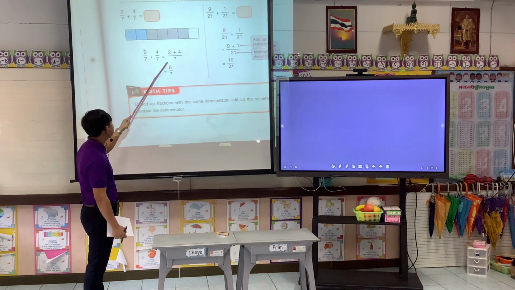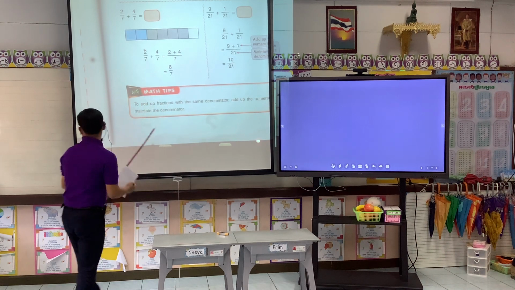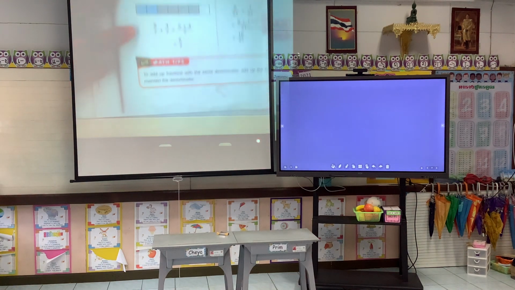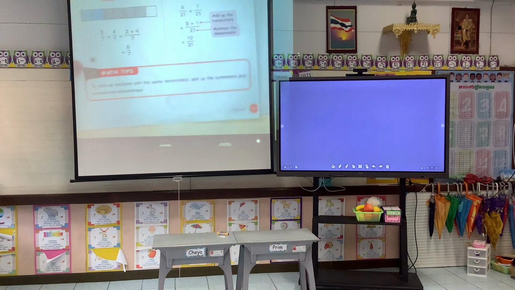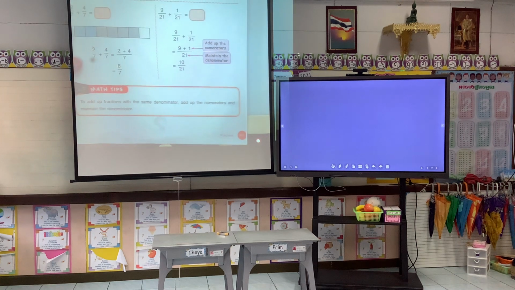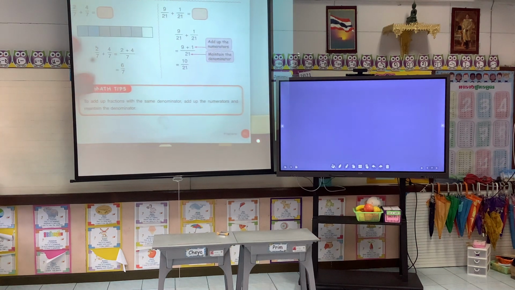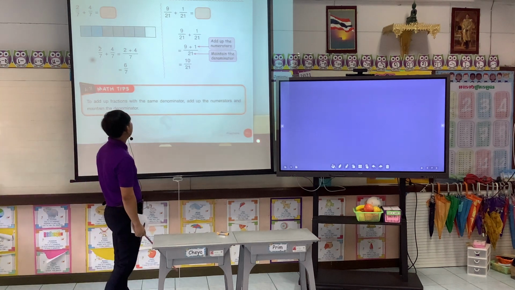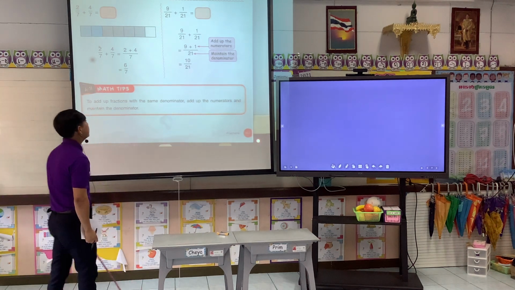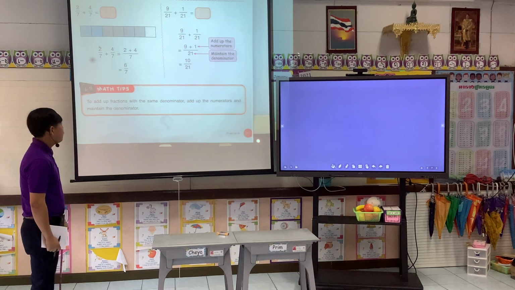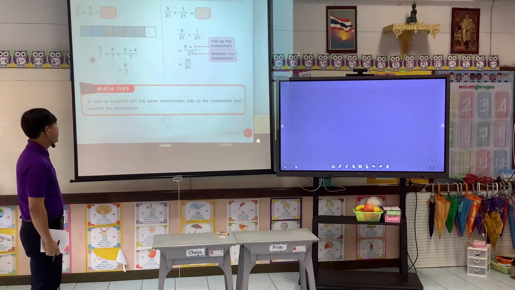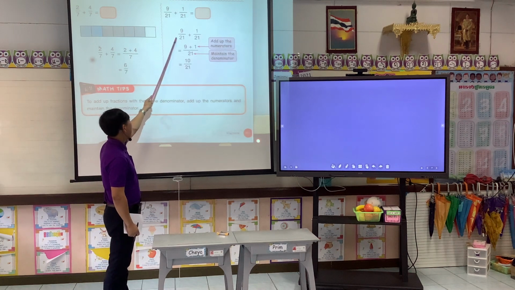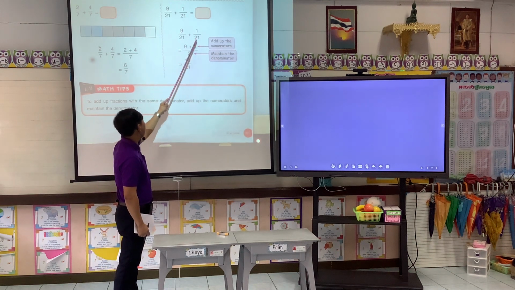Okay, the answer is 6 over 7. Next, one more example here: 9 over 21 plus 1 over 21. This is a proper fraction. So we have 9 over 21 plus 1 over 21.